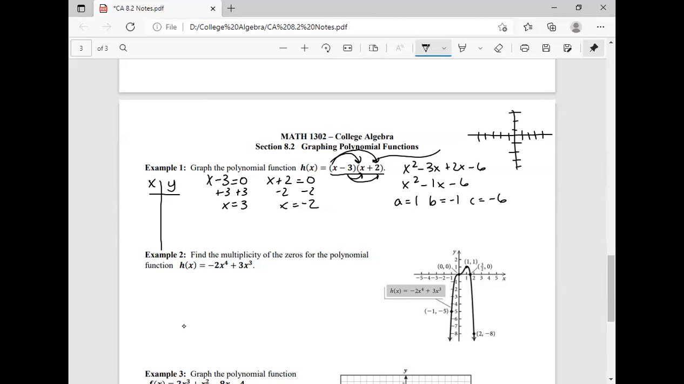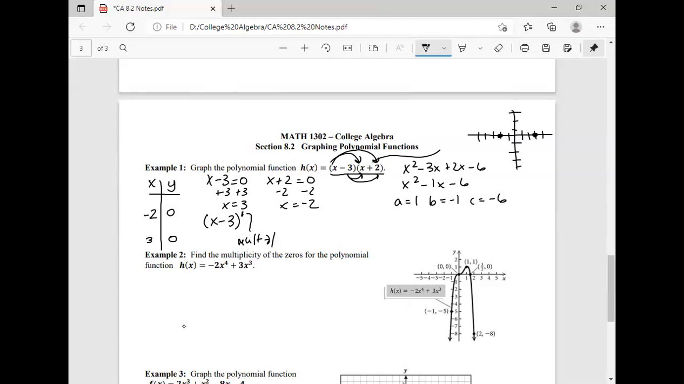This is x and this is y. I know that I have a point at -2, 0 and at 3, 0. I kind of left some spaces in between there so I could get some other points. -2, 0 and 3, 0. This is from 8.1. What multiplicity, we kind of broke these up in 8.1 and we said if it says x minus 3, that's raised to the first power, so that has a multiplicity of 1. What did that mean?